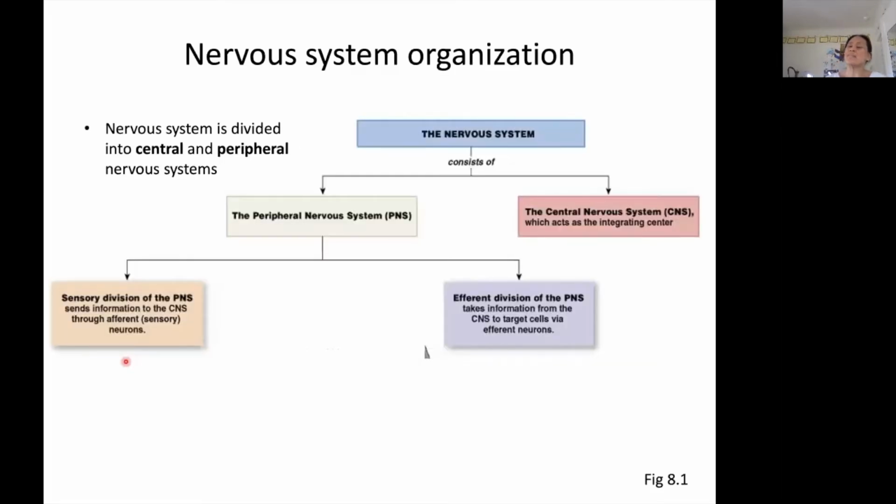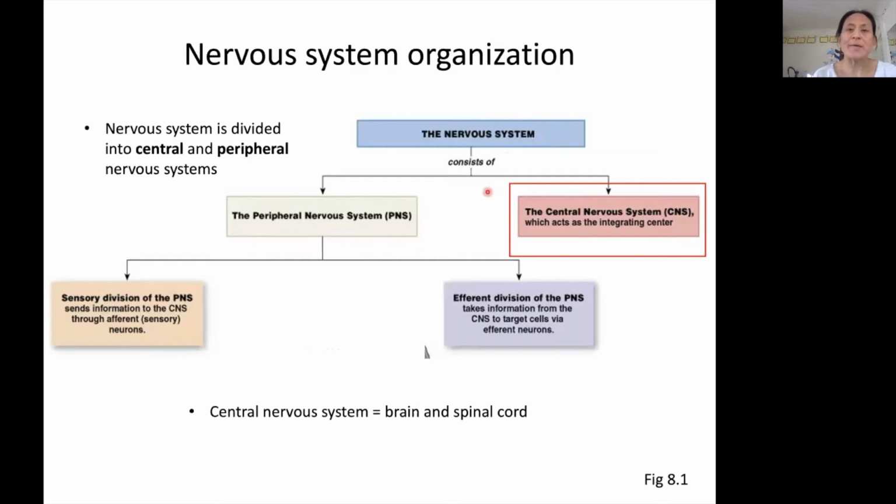All right, so let's start off with this diagram of nervous system organization. Okay, so this is a diagram that shows how the nervous system is organized, right? So the nervous system consists of the peripheral nervous system and the central nervous system, okay? Central nervous system is the brain and the spinal cord. The peripheral nervous system is everything else, okay? So let's start off by talking about the central nervous system.